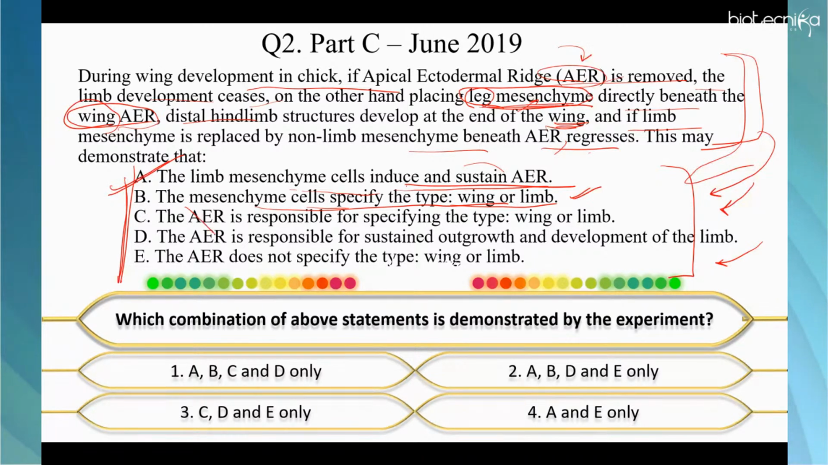But AER is not responsible for specifying the type of limb, whether it is wing or leg. AER is not responsible for that, but yes, AER is responsible for continued growth and development of the limb. AER does not specify the type, whether it is wing or leg. So these two are opposite statements, anyways. So C is wrong and E is correct. So that's why the correct option is option 2.